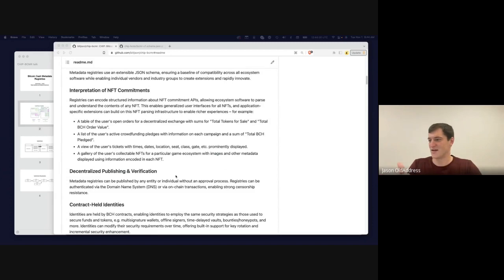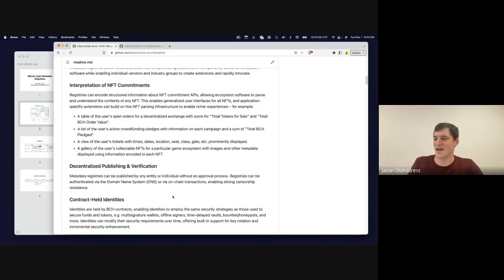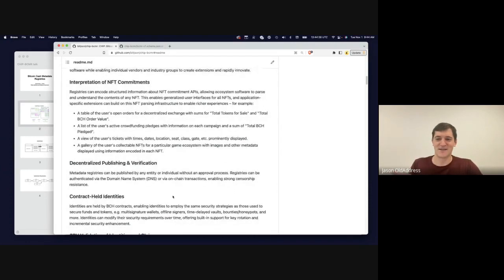And there's a few other examples of being able to do a view of the user's tickets for, like, airline tickets or concert tickets or something like that, where it gives you times and dates and locations and such. And then also a gallery of a user's collectible NFTs, where you have a picture and whatever for some game ecosystem or something like that. So it's possible to have a generalized sense of how NFTs work just from metadata registries, so that all wallets can have at least some view for every NFT. That's the goal, is to make it where every wallet can have something they display for every NFT.